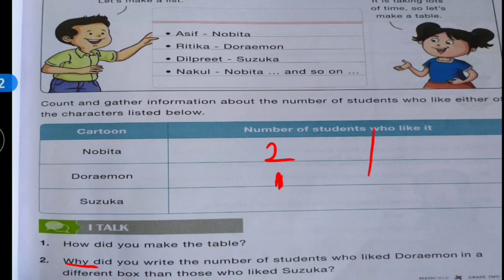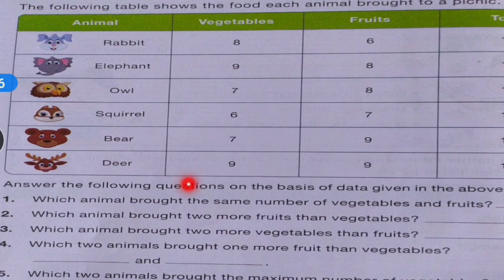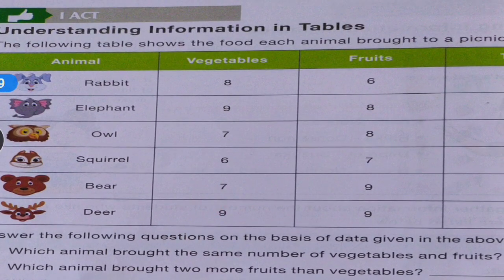Okay. Now children, see on the next page, these animals are going to a picnic and they brought food items. Who are these animals? Rabbit, elephant, owl, squirrel, bear, deer. How many animals are there? 1, 2, 3, 4, 5, 6. These 6 animals are going to a picnic and they brought food items, vegetables and fruits.